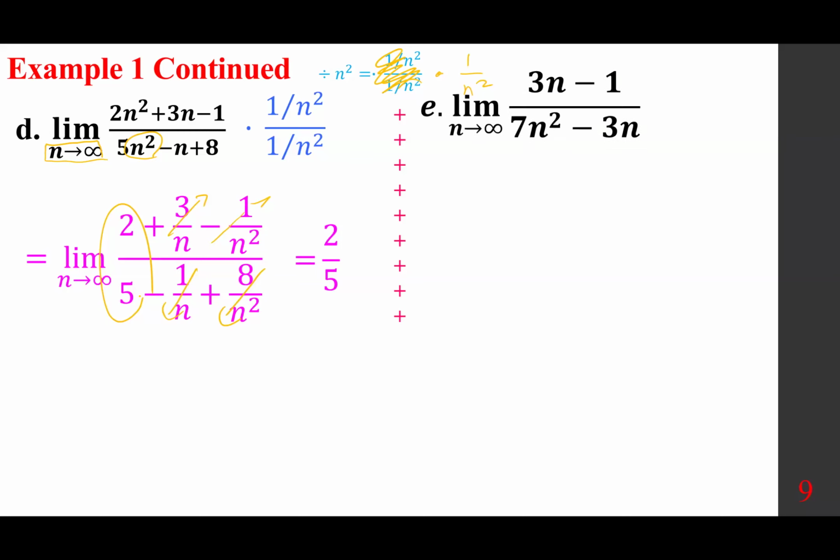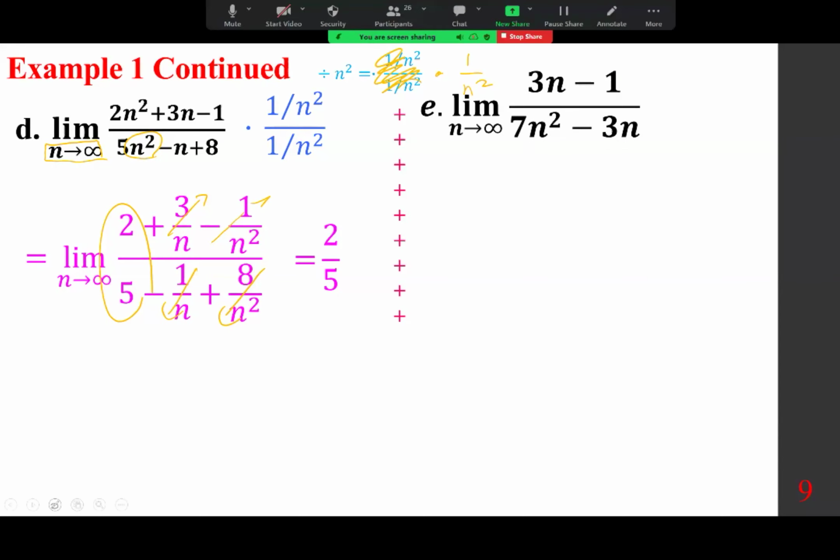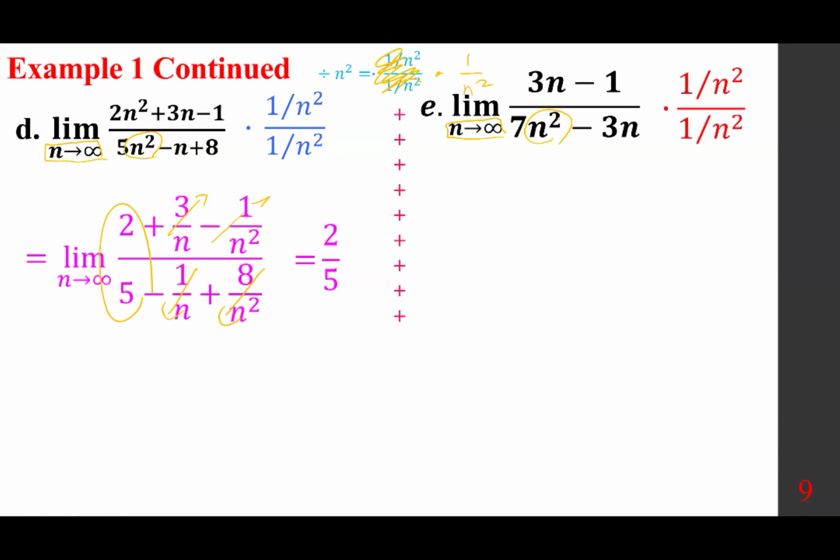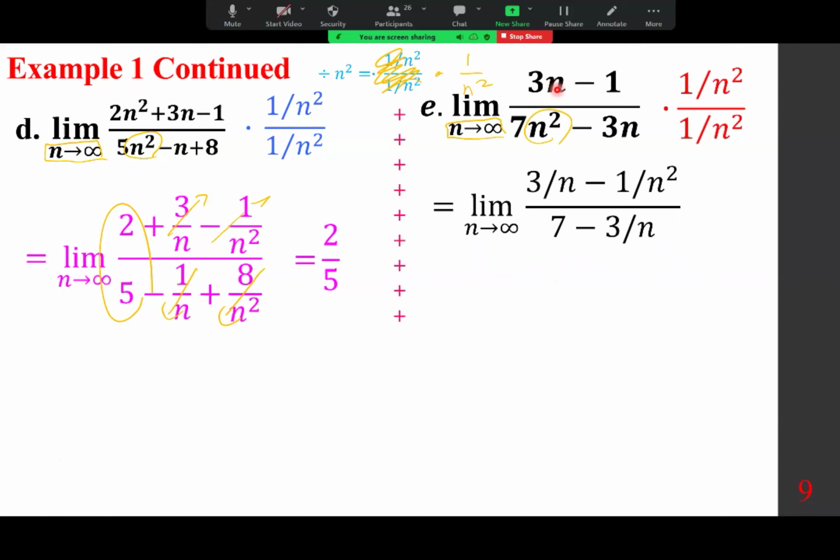What happens in this case? n is approaching infinity just as before. We divide by the highest degree term in the denominator, term by term, everything in the numerator and everything in the denominator. This is what you get. This gives you 3 over n, this gives you minus 1 over n squared, this gives you 7, this gives you minus 3 over n. So I hope you see that this one and this one go to 0. The denominator is 7.